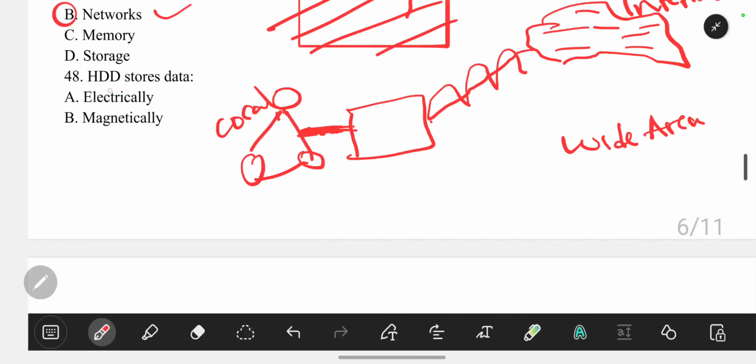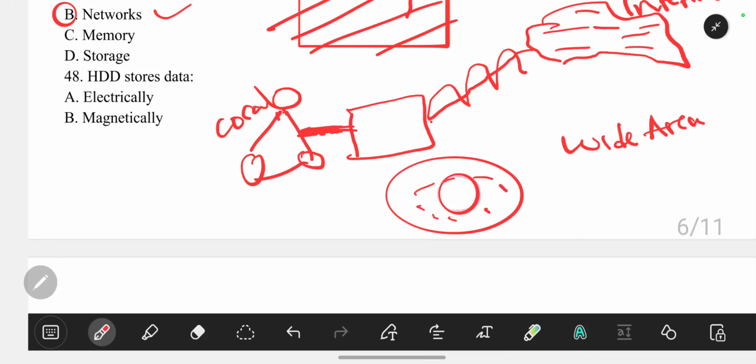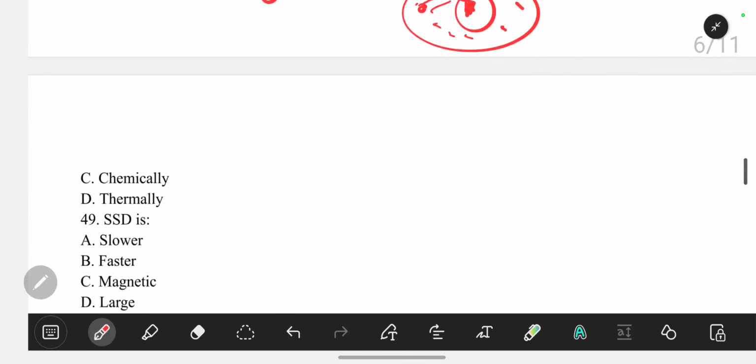Then we have the HDD stores data. The HDD stores data using what we call magnetic disks, which are made of moving parts. As the parts move and rotate, you can have data being read or written like that. So HDD, which is the hard disk drive, stores data magnetically using magnets like that.